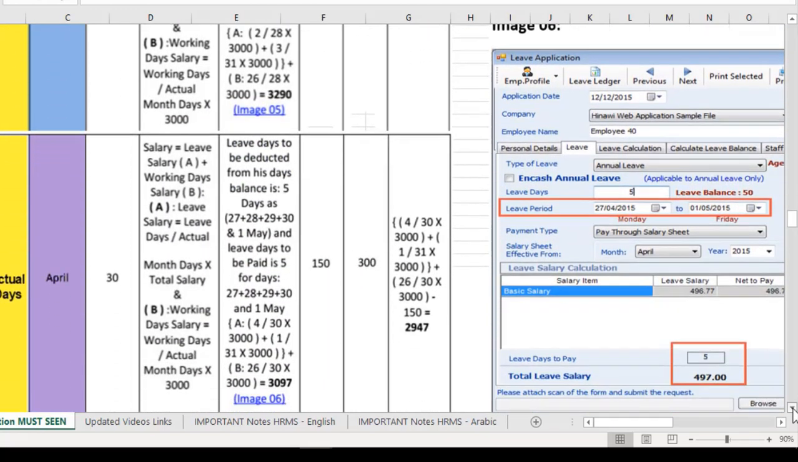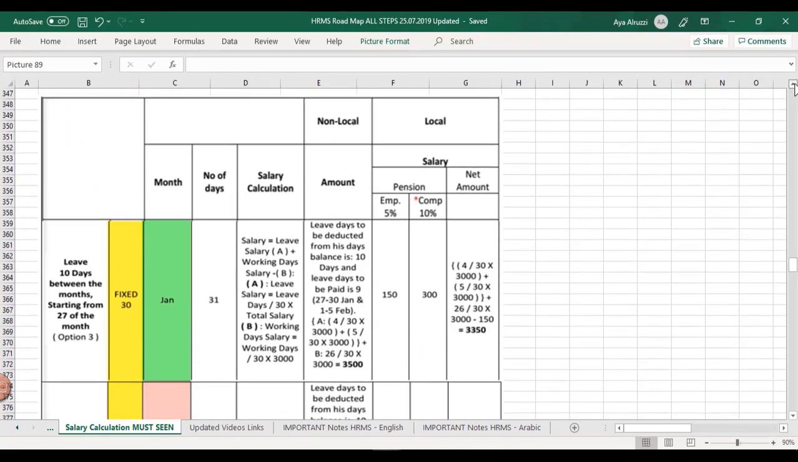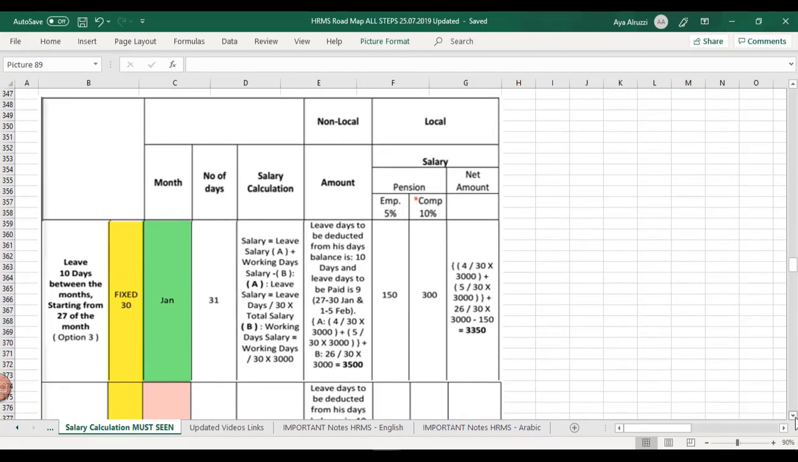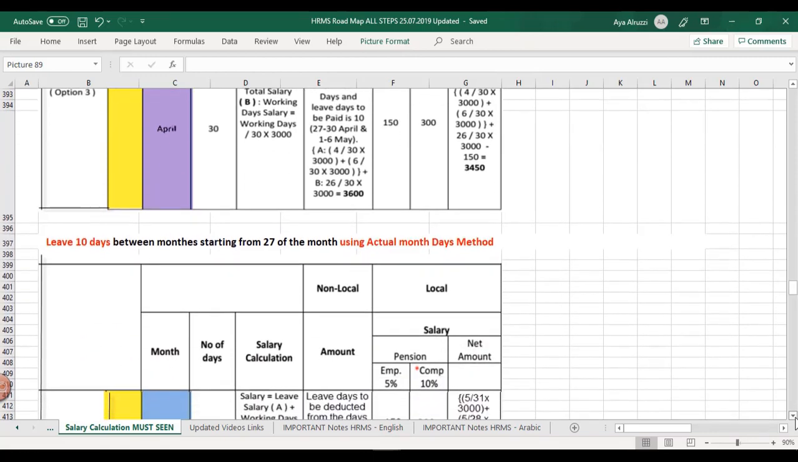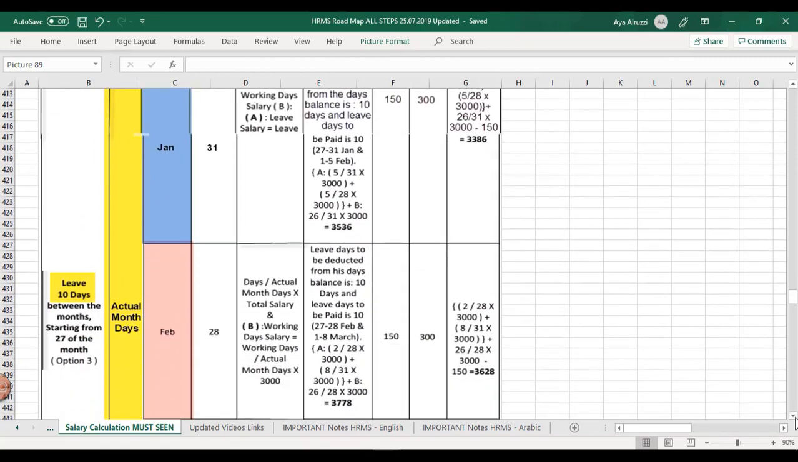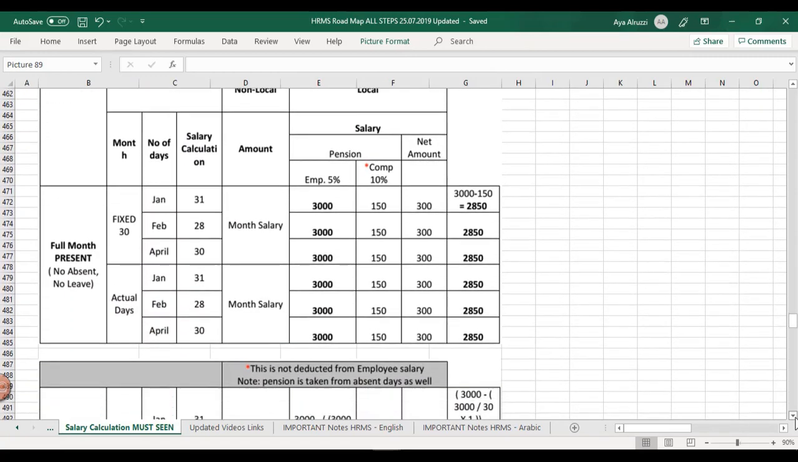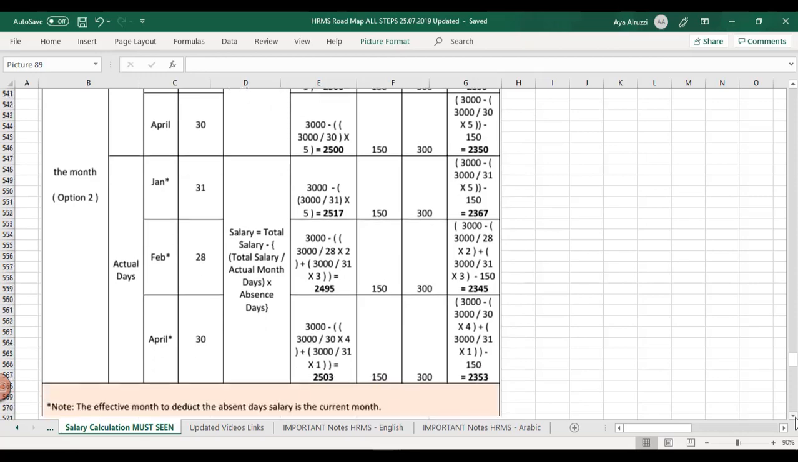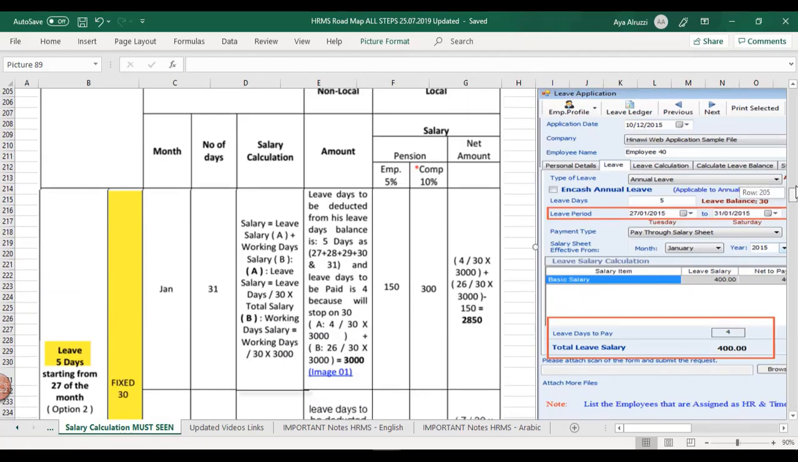So this is how mainly the calculation of leave works. You can see this for your own benefit. You can go through it, which is another example, another scenario of 10 days of leave. You can go through this and scroll through it, look at the difference, compare between them, and you can ask us in case you have any questions, of course, regarding both fixed 30 days and actual month days. So you can go through that. You can go through case 3 as well. And of course, we are ready here to help you and assist you in case you have any questions in all those. This is the main topic for today.